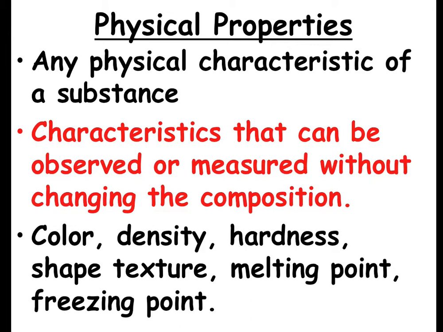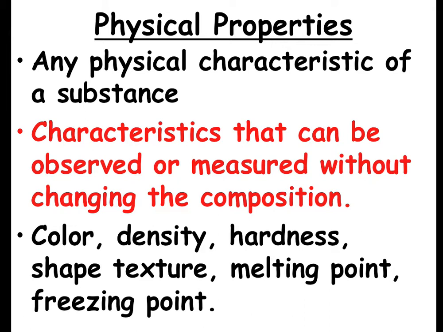Some of these items consist of color. The fact that something is red is a physical property. Its density, so elements of the periodic table have accepted densities. Their hardness, whether or not you can scratch or make dents in them whenever you apply different types of tests to them. Their shape or texture, the melting point, freezing point, boiling point is also one that I would add to that list because melting point and freezing point are technically the same thing.